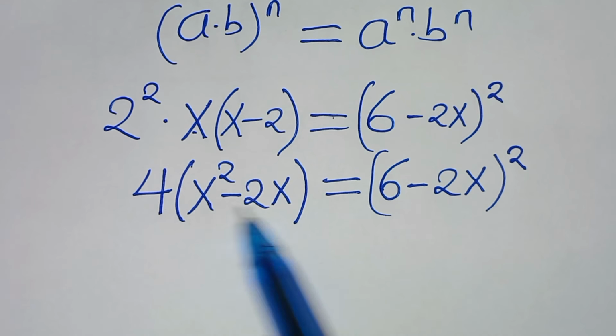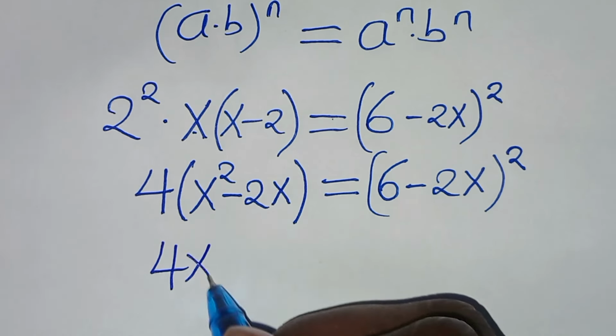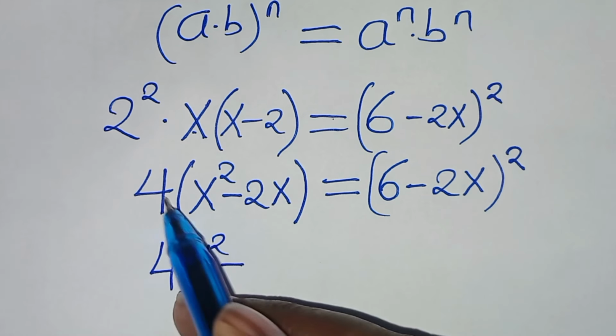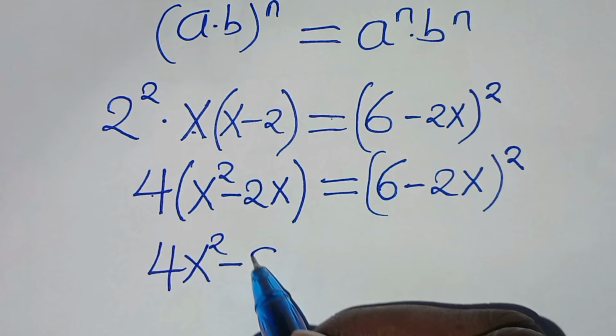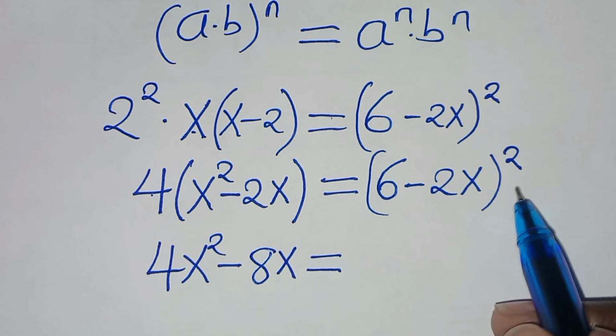So let's open the parentheses here. We have 4 times x squared. So we have 4x squared, minus 4 times minus 2x. This is minus 8x. This is equal to, now let's expand this.